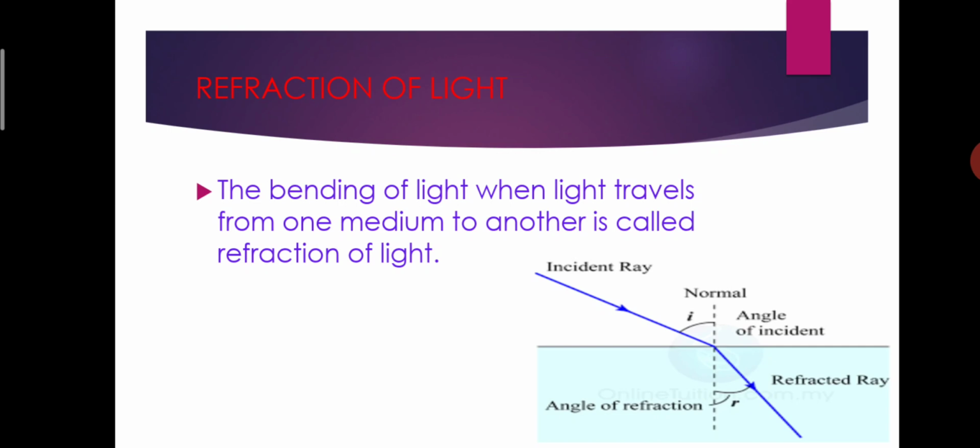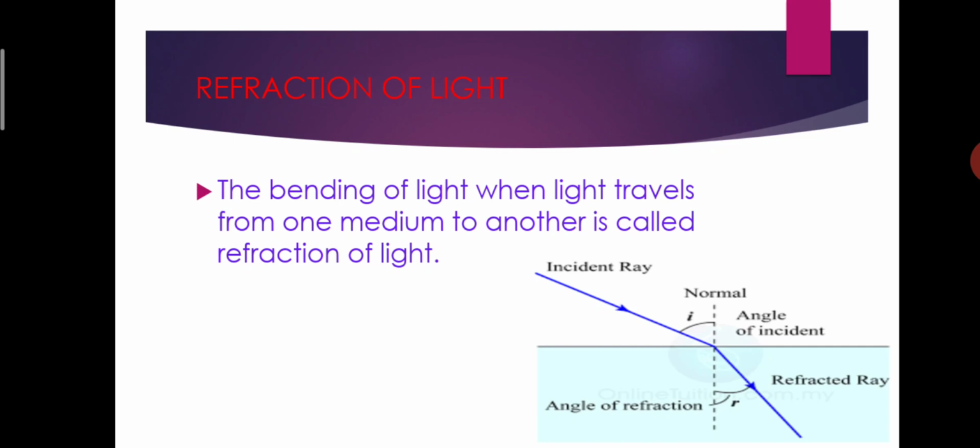What is refraction? The bending of light when light travels from one medium to another medium, so it displaces from its position. It bends towards the normal. That is called refraction of light.